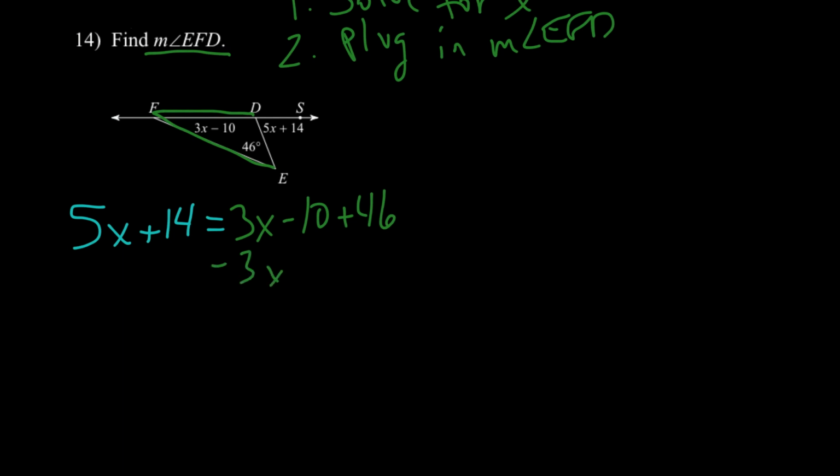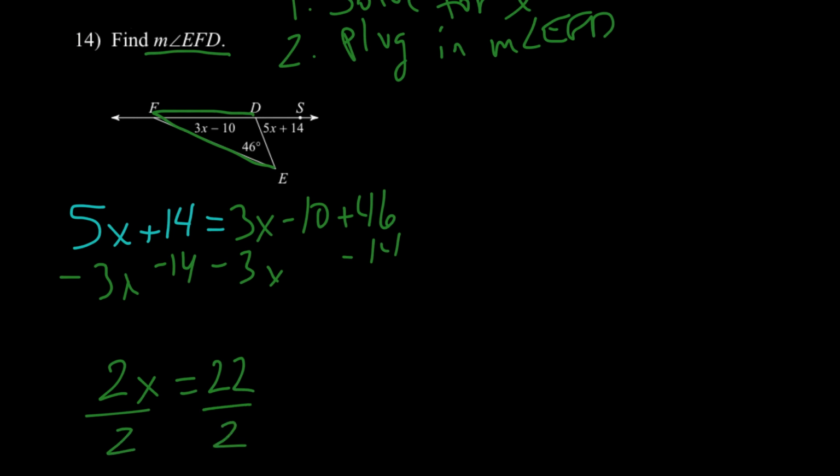And again, we're going to go through and collect x's on one side. So 5x minus 3x is 2x. And collect numbers on the other. So 46 minus 14 is 32. Minus another 10 is 22. Last step is I divide out my 2 to get x all alone, so x is equal to 11.